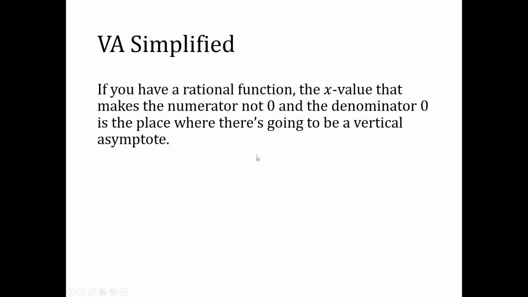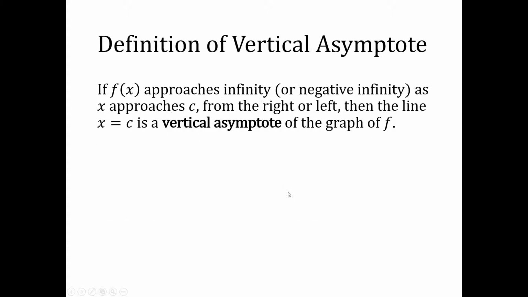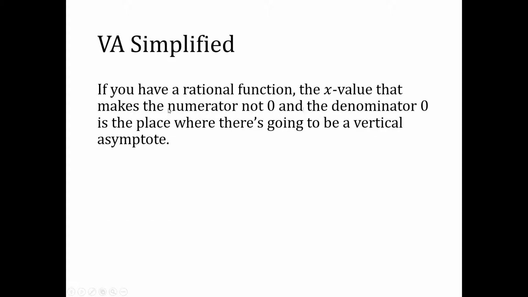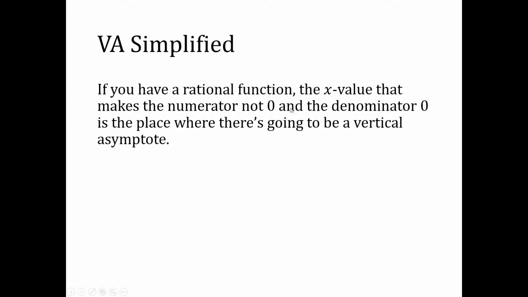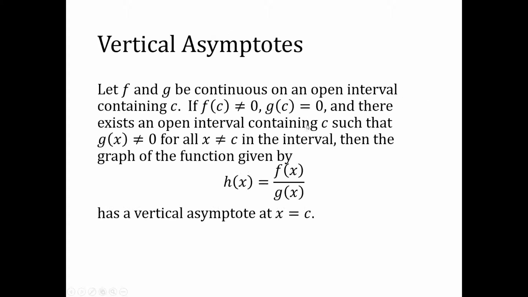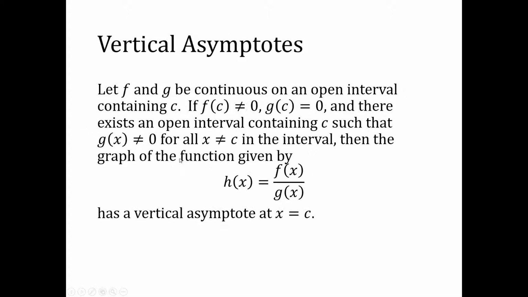Let's simplify it. If you have a rational function, meaning you have some function divided by another function, and the x value makes the numerator not 0, that's this piece right here, if f of c does not equal 0, and the denominator is 0, that means g of c is 0, this g of c down here. So the numerator is not 0, the denominator is 0. That is going to be where there's a vertical asymptote.